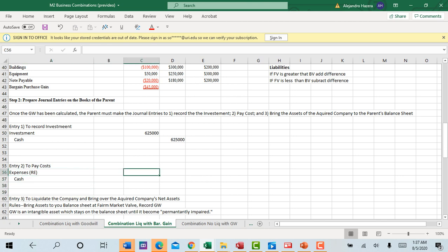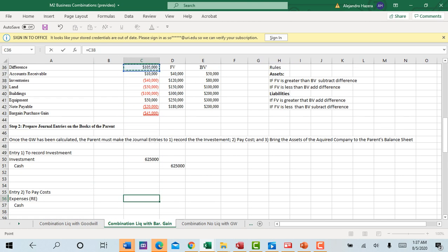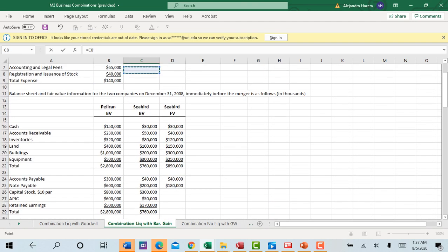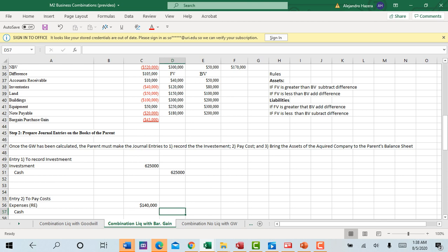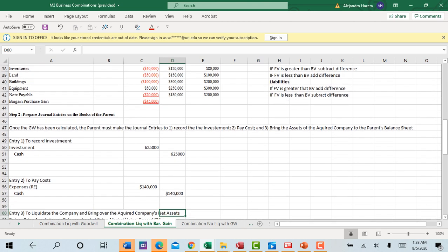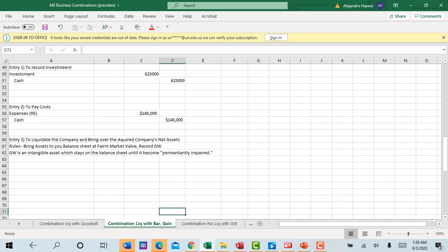Next one here: we know that the expenses are equal to $140,000, and we'll just go ahead and expense those, and we'll take them out of retained earnings. And then we have to liquidate the other company.